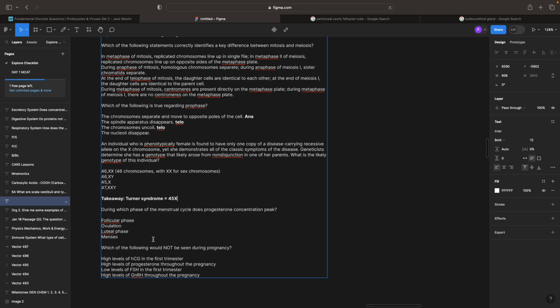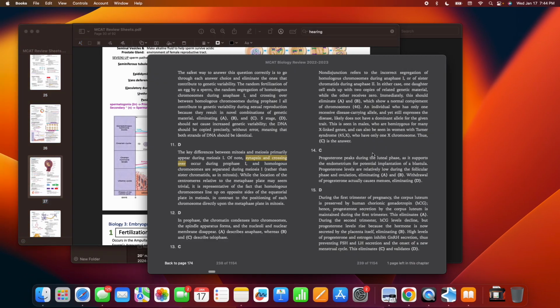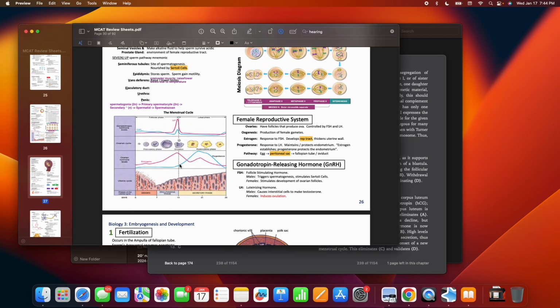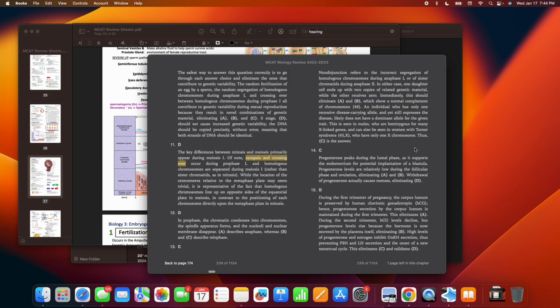Cool. So the peak of progesterone is in the luteal phase. And how about the estrogen? That is right at the ovulation. During the first trimester of pregnancy, the corpus luteum is preserved by human chorionic gonadotropin, HCG, hence progesterone secretion by the corpus luteum is maintained during the first trimester.